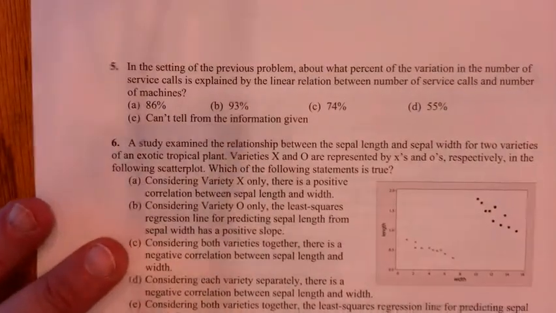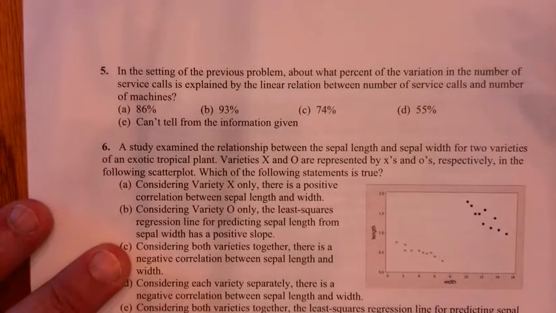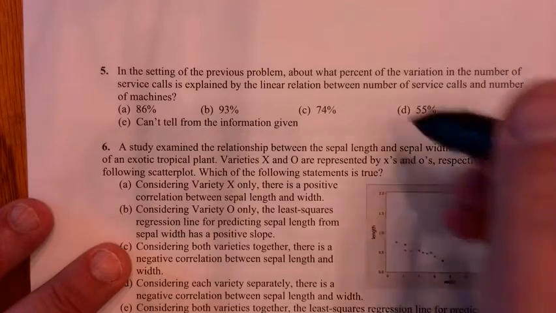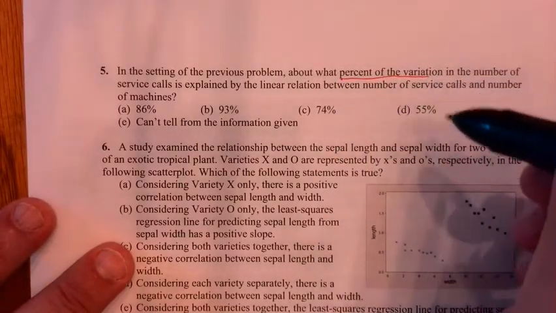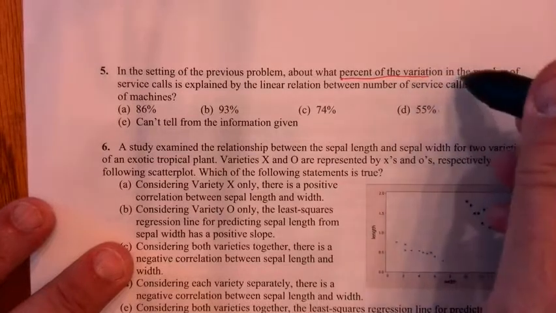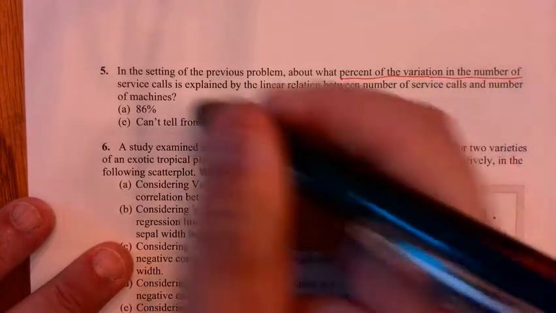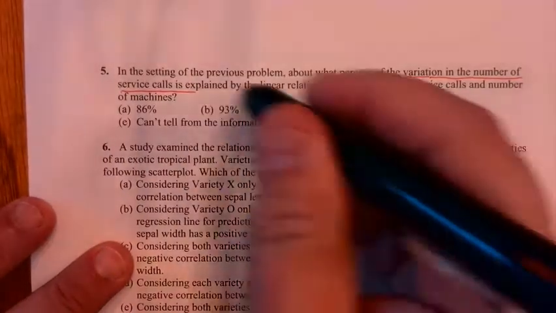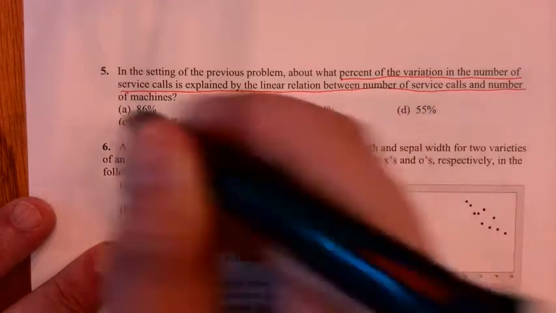Number 5. In the setting of the previous problem, what about the percent of variation in the number of service calls? You see this phrase? Percent. Excuse me, guys. Good morning. I haven't cleared my throat yet. Percent of variation in the number of service calls that is explained by the linear relationship between the number of service calls and the number of machines.